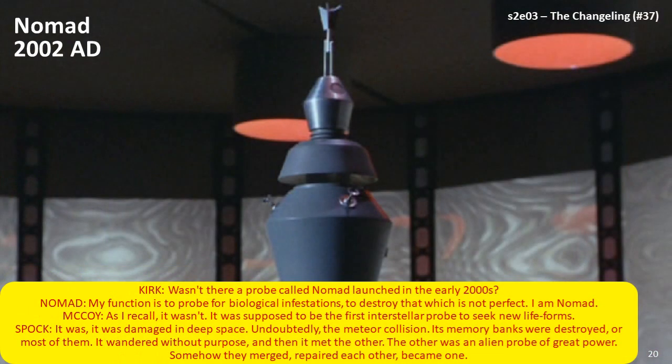We discover in this episode Earth sent a probe called Nomad out in the early 2000s to search for new life forms. The diagram says 2002. It was damaged and eventually merged with a powerful alien probe.